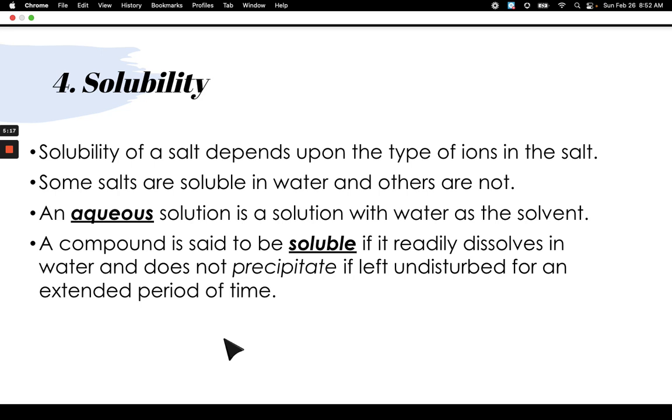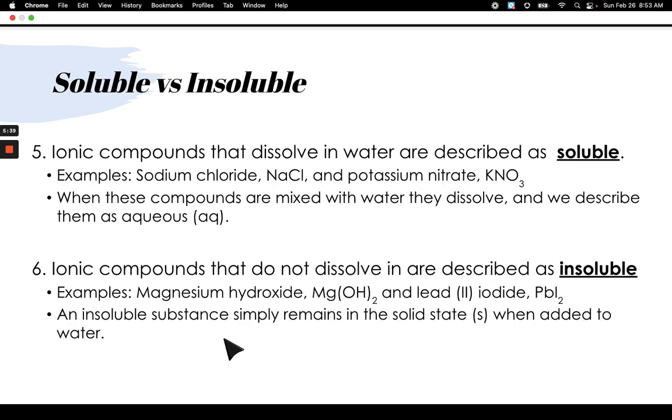An aqueous solution, so you want to make sure you know this, is a solution with water as the solvent. And a compound is said to be soluble if it readily dissolves in water and does not precipitate if left undisturbed for an extended period of time. So I can put sodium chloride in water, stir, and it will dissolve, or as we said, dissociate into its ions. Now, what is soluble versus insoluble?